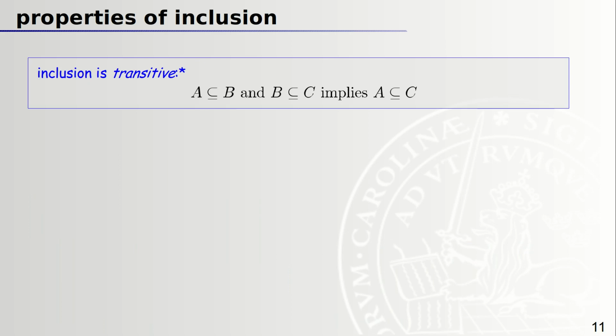Let us look at some of the properties of set inclusion. The first is that it is transitive, meaning that if A is a subset of B and B is a subset of C, then A is also a subset of C. For example, {2,3,5} is a subset of {2,3,4,5}, which is a subset of N. Therefore, {2,3,5} is a subset of N, the natural numbers.